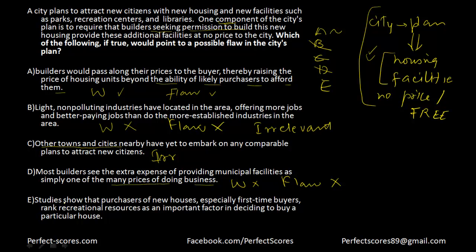Coming to E, it says studies show that purchasers of new houses, especially first-time buyers, rank recreational resources as an important factor in deciding to buy a particular house. Now this is not going to weaken at all, because we are not talking about the price at all, which is the main point of the argument. We have to talk about these facilities being passed on to the consumers at no extra price. So that means E is also irrelevant. Thus our answer is going to be option A.